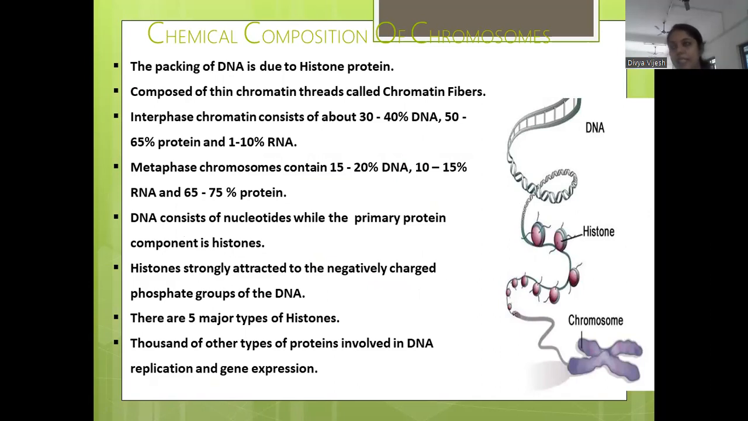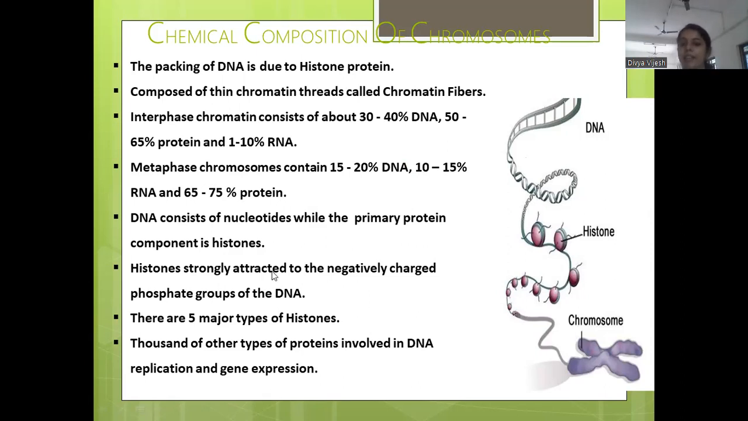We know that it is the DNA and the proteins, and the proteins are the histone proteins. So the packing of the DNA is due to the histone proteins, and it is composed of thin chromatin threads called chromatin fibers. And the interphase chromatin consists of 30 to 40% DNA, 50 to 65% protein, and 1 to 10% RNA. And the metaphase chromosome contains 15 to 20% DNA, 10 to 15% RNA, and 65 to 75% protein. So in the metaphase chromosome, the protein content is more.